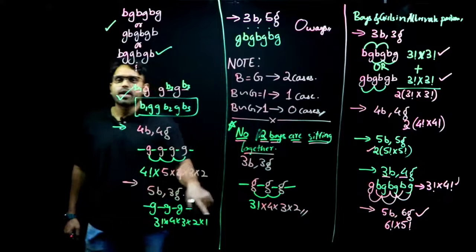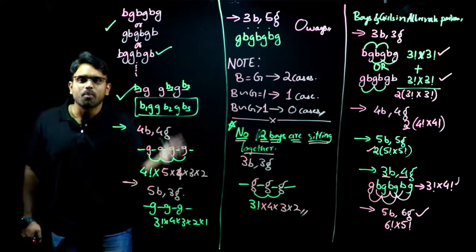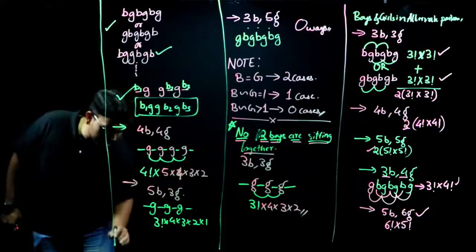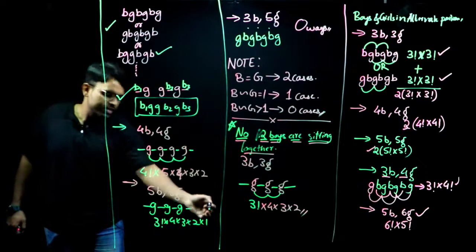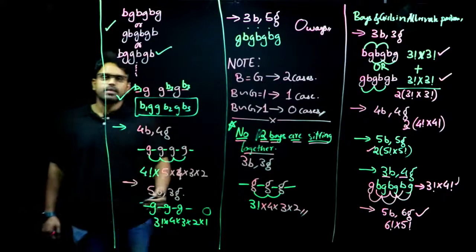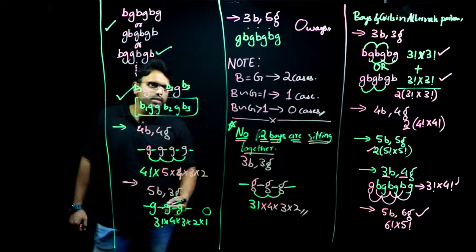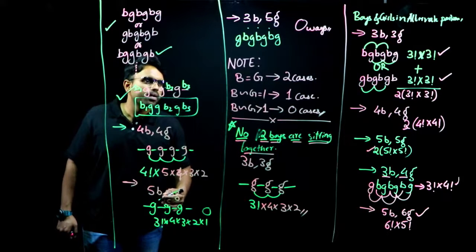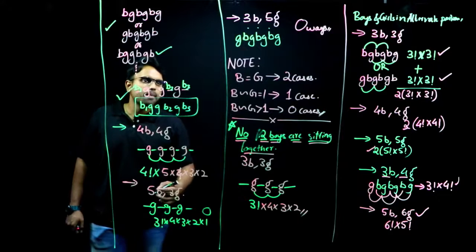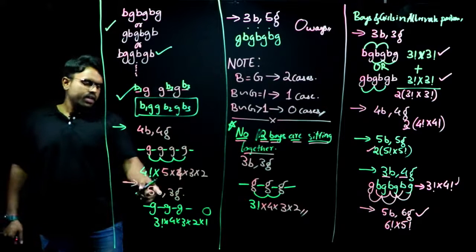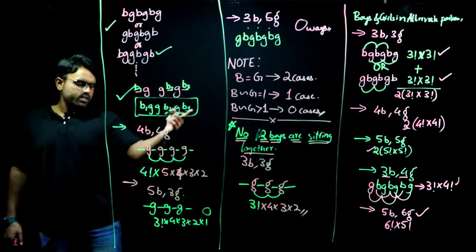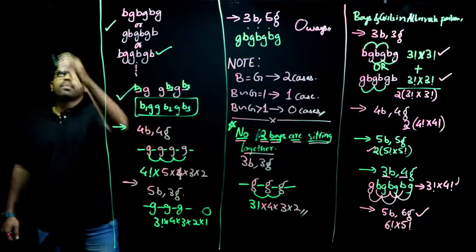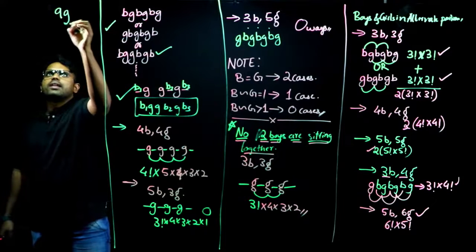1 more boy is left out. He'll start occupying a position next to the boy. So this cannot be. This is 0. Yes, everyone? Everyone understanding?